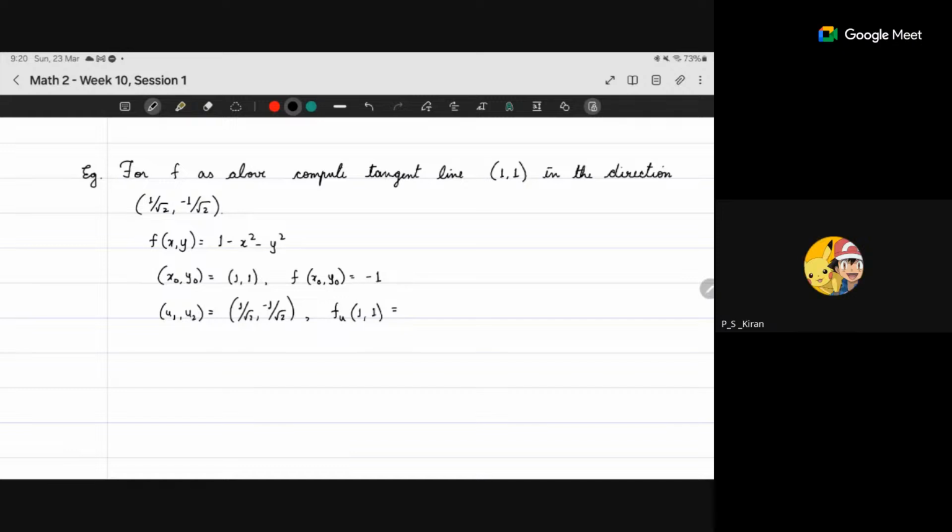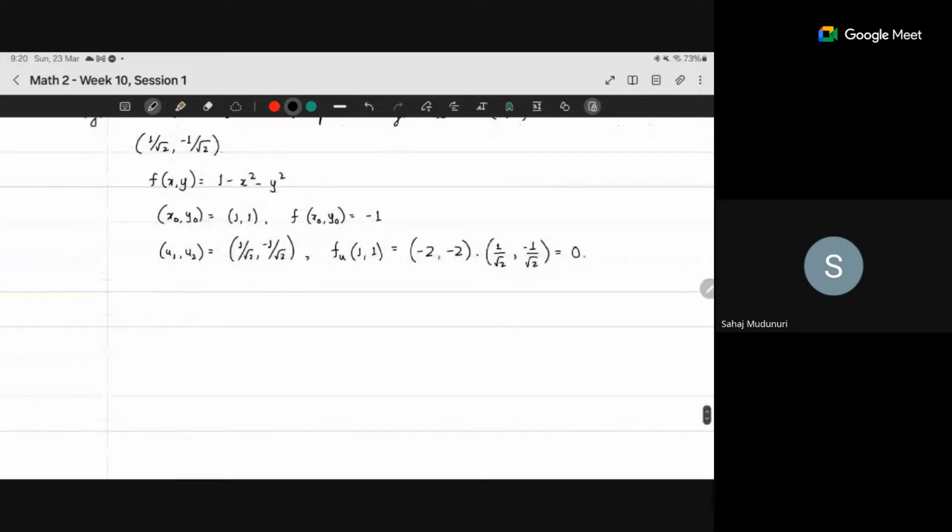For that, the gradient is minus 2x, minus 2y, right? I'm skipping a few steps, but this would be minus 2, minus 2 dot 1 by root 2, minus 1 by root 2. And what is this? Oh, this is actually 0. Fine. For non-zero things also the computation is similar.